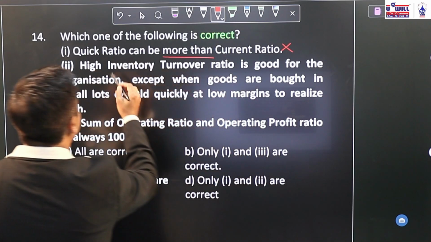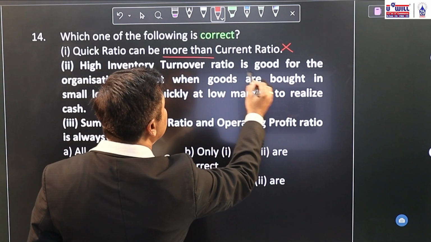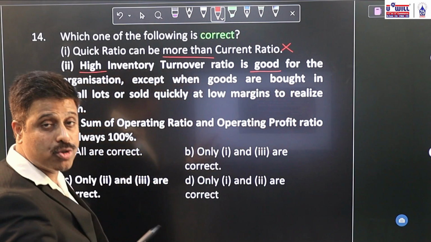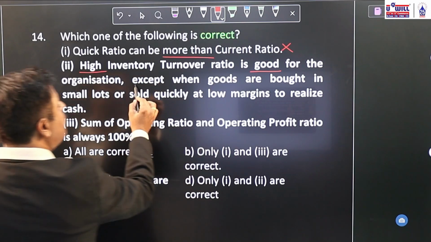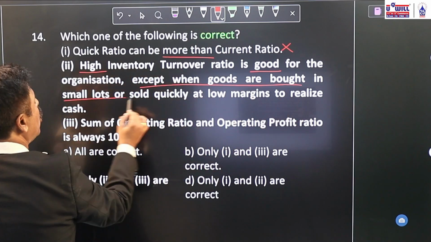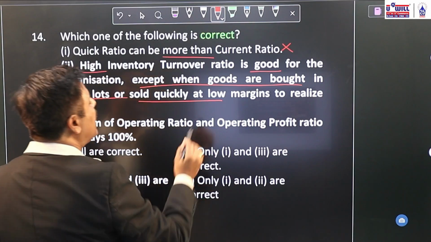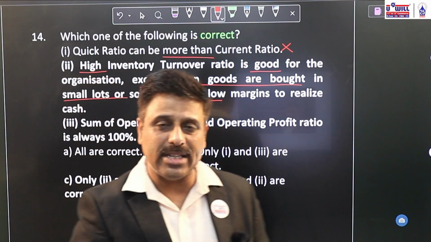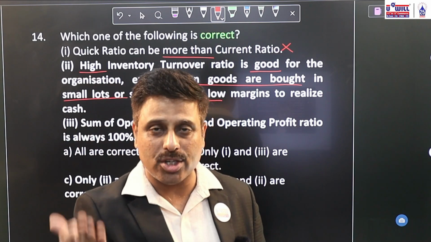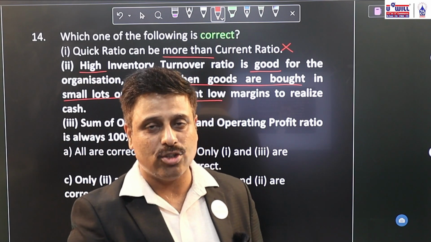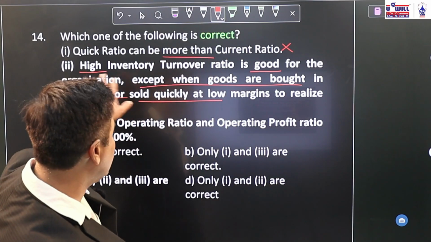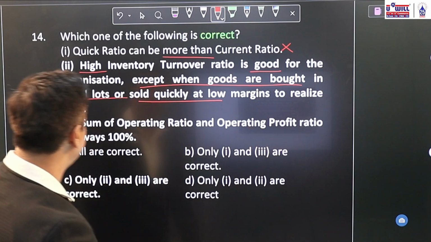High inventory turnover ratio is good for the organization. Yes, obviously inventory turnover should be more, except when goods are bought in small lots or sold quickly at low margins to realize cash. If you buy in small lots and sell frequently, inventory turnover ratio would be more, but that doesn't actually show that sales are higher. So except in this situation, high inventory turnover ratio is always good.